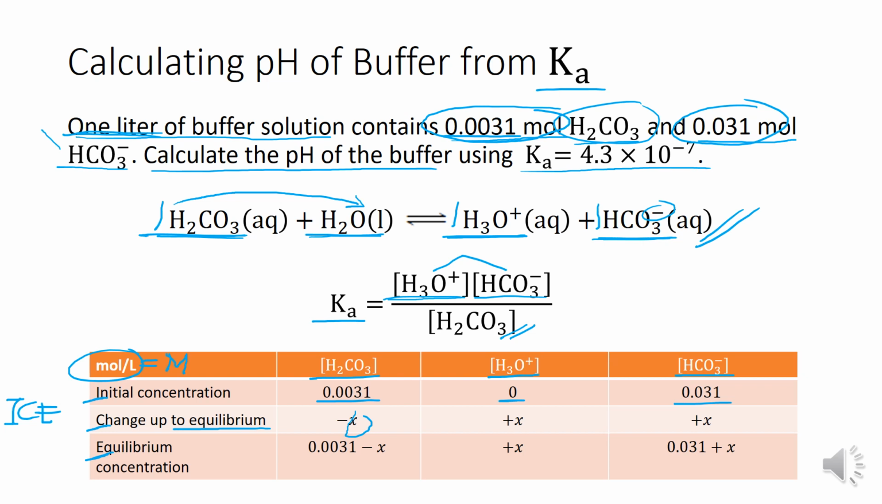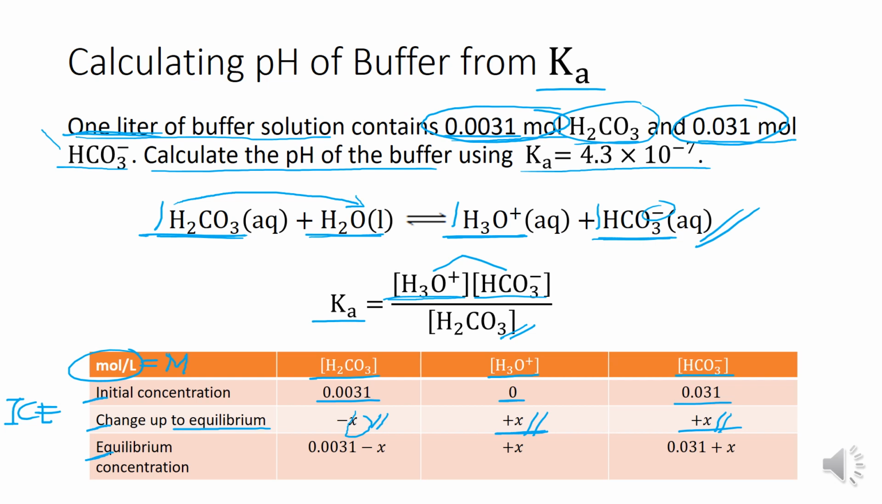Therefore, that quantity X of carbonic acid will be lost and converted into the same quantity of hydronium ions and the same quantity of bicarbonate. So these two denote that the same quantity of the products are produced.